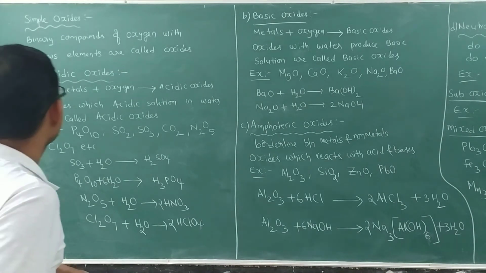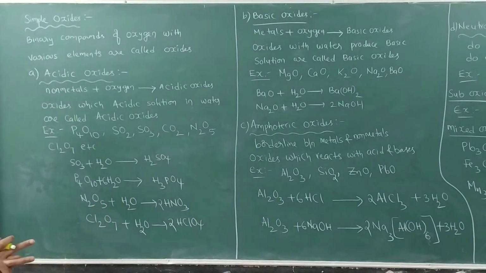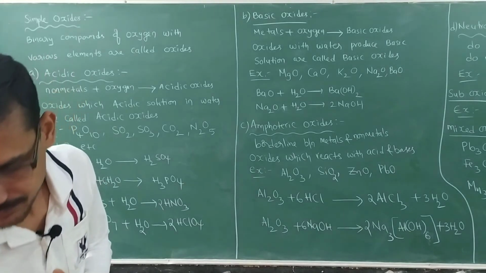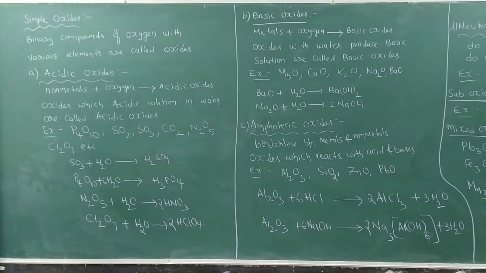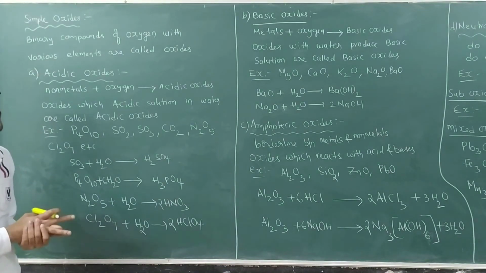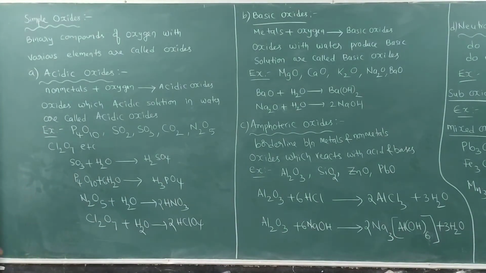First, simple oxide. Generally, what is the definition of oxides here? Anything which is a binary compound made up of oxygen and any other element. Any other element which can combine with oxygen, the type of things are called what? Oxides here. First classification in this one is called acidic oxide.